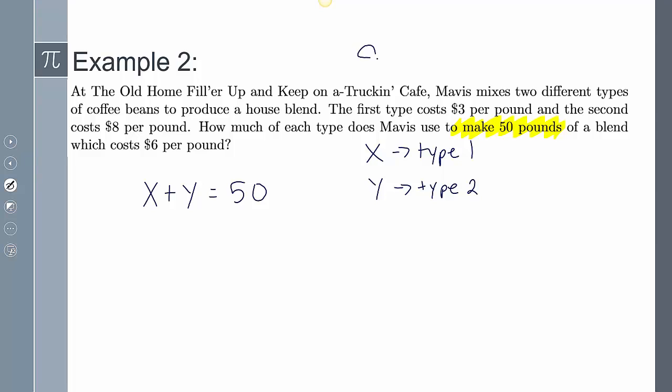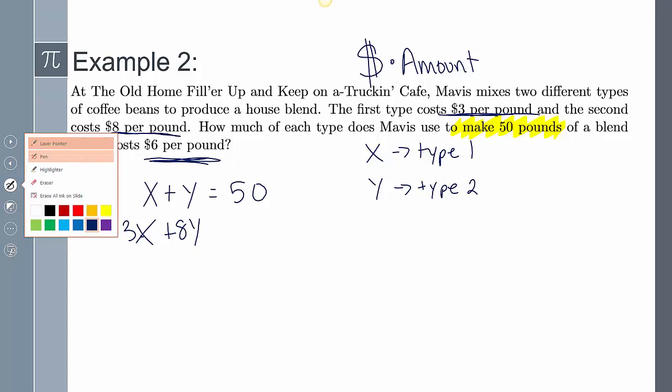The next, remember, it's going to be that dollar times the amount. So having said that, for the first type I have $3 per pound for type 1, so 3x. Plus, the second says $8 per pound, so 8y. Now this is what's really weird, because it doesn't give us the total amount. But we know that the cost per pound is going to be $6.